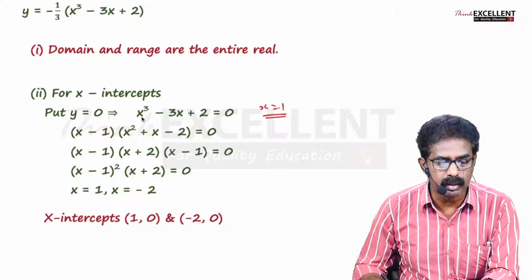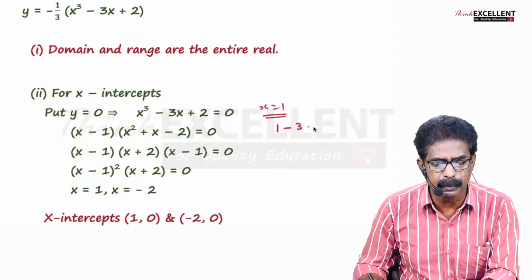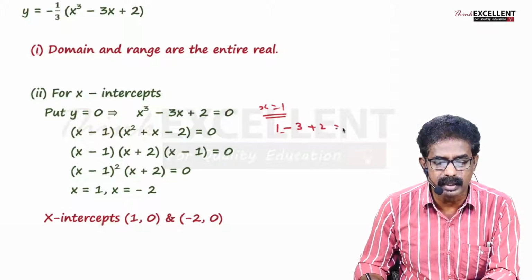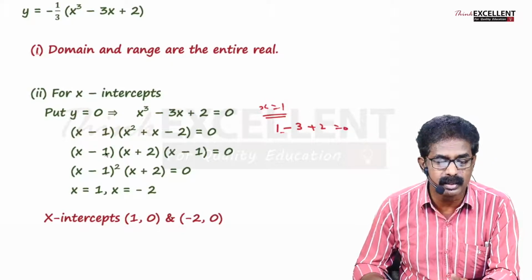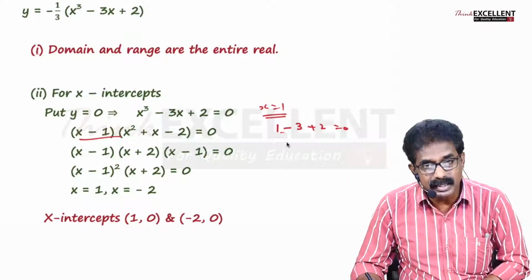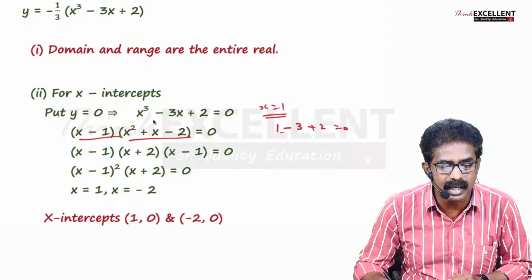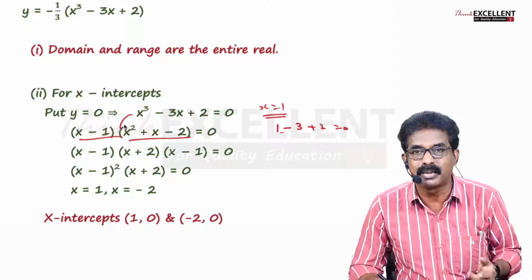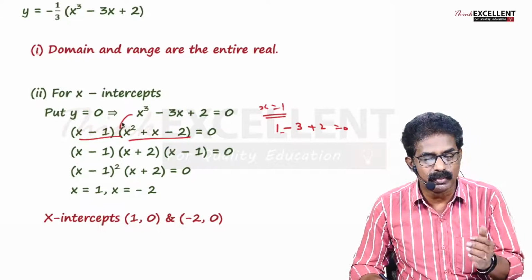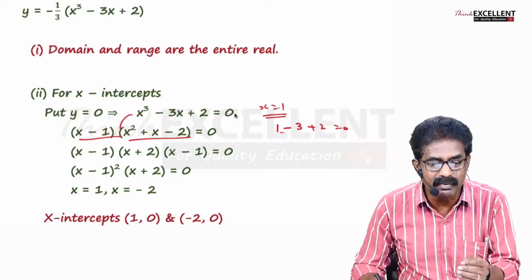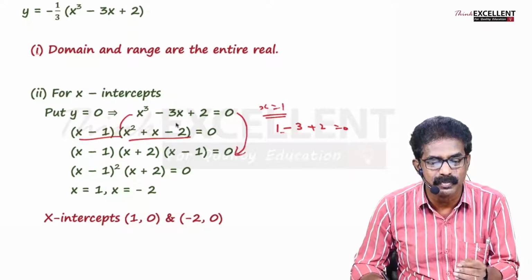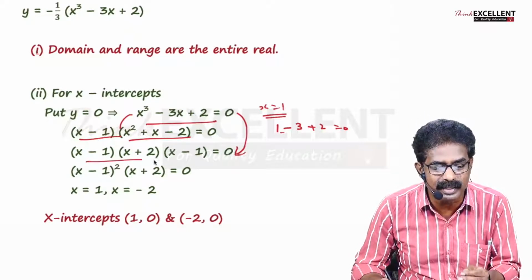If you put x equal to 1, 1 cube, 1 minus 3 into 1, minus 3, plus 2. Yes, you are getting 0. It satisfies, so x minus 1 is a factor. Then by synthetic division or long division method, you find the quotient. You cannot write the next step just like that. In 10th standard, even this itself is a 5-mark question, right? A cubic function is given, you factorize like this.